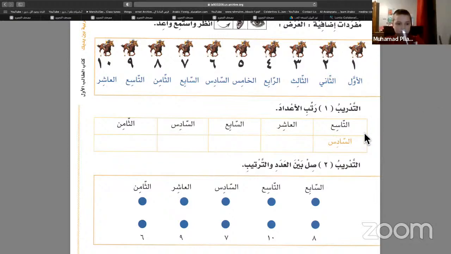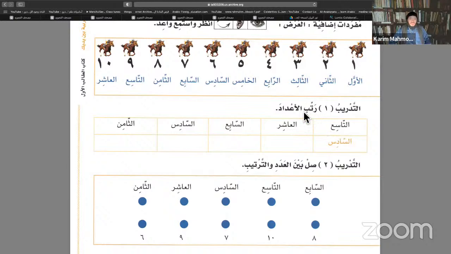Okay. All right. So it says here: رتب الأعداد. رتب means put in order. الأعداد means the numbers or the levels here. Okay. So, put these numbers in order. Let's take a look at them.